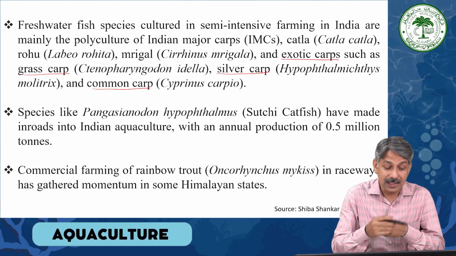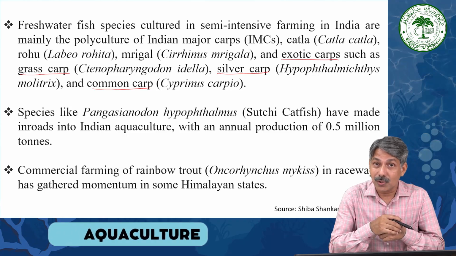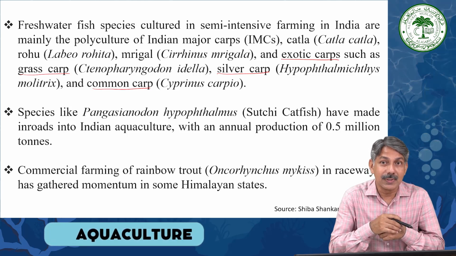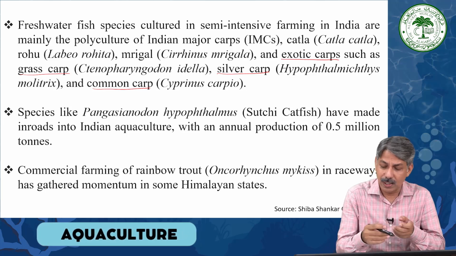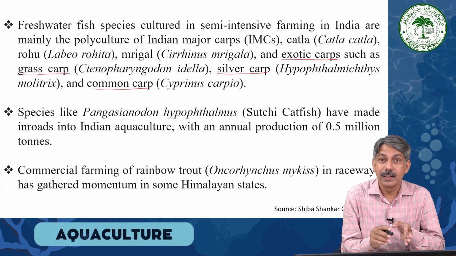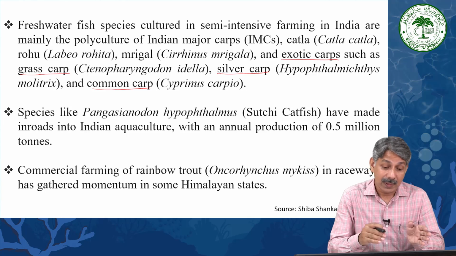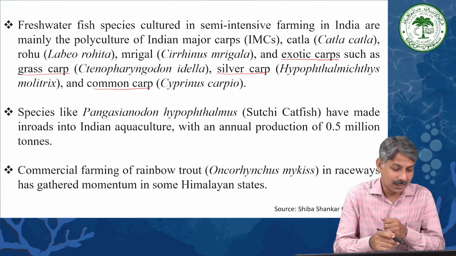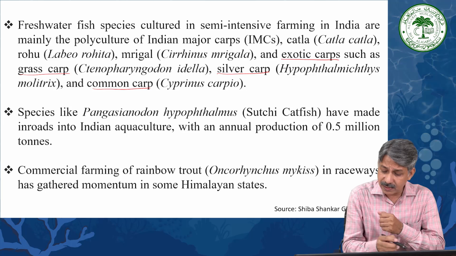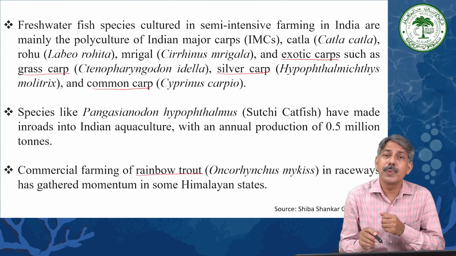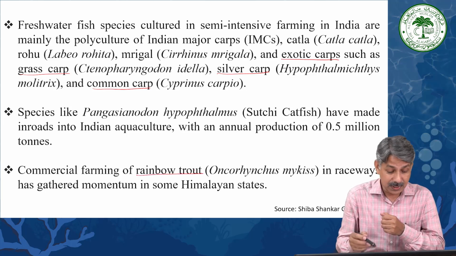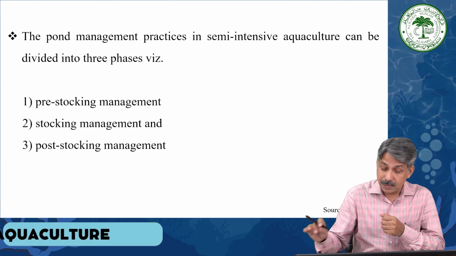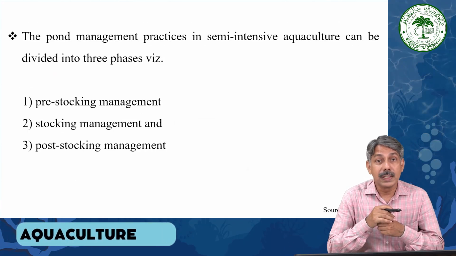These exotic carps show growth rate better than Indian major carps, but these are the common species which we can culture. And recently, Pangasius, Pangasianodon hypophthalmus, has been cultured in India at very large scale, almost every part of the country where inland aquaculture is going on, and they are showing very good growth rate. In fact, I will come later that in certain systems you can get 2 crops per year with a very good production of Pangasius. Then rainbow trout is also now being cultured under this system in some parts of the hilly region of the country.